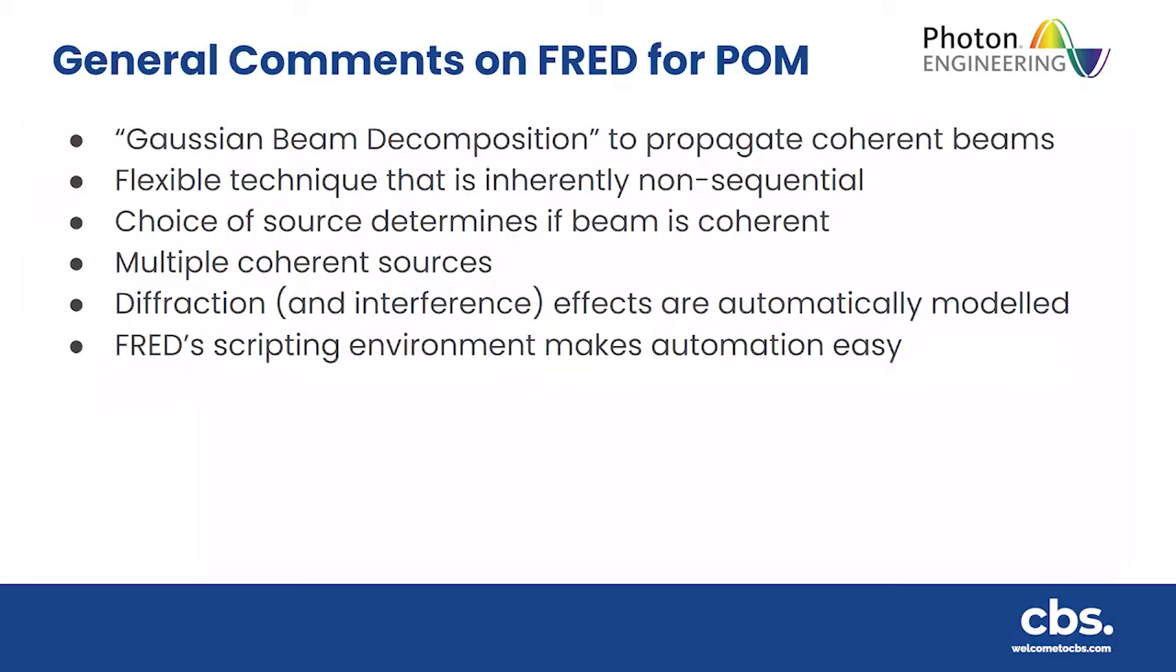I know this is just a brief taste of FRED, but hopefully it gives you a couple of interesting thoughts about how you can do these types of simulations in FRED. So quickly, some general comments on FRED for physical optics modeling. We use Gaussian beam decomposition, which is a flexible technique that is non-sequential. And it's simply the choice of source that determines if the beam is coherent. So I use a coherent source, and then it's the sampling, the number of beamlets in the source that are essential for ensuring accuracy in the diffraction pattern. And the key thing is that diffraction and interference effects are automatically included. There's no special switch on or technique that the user has to use.